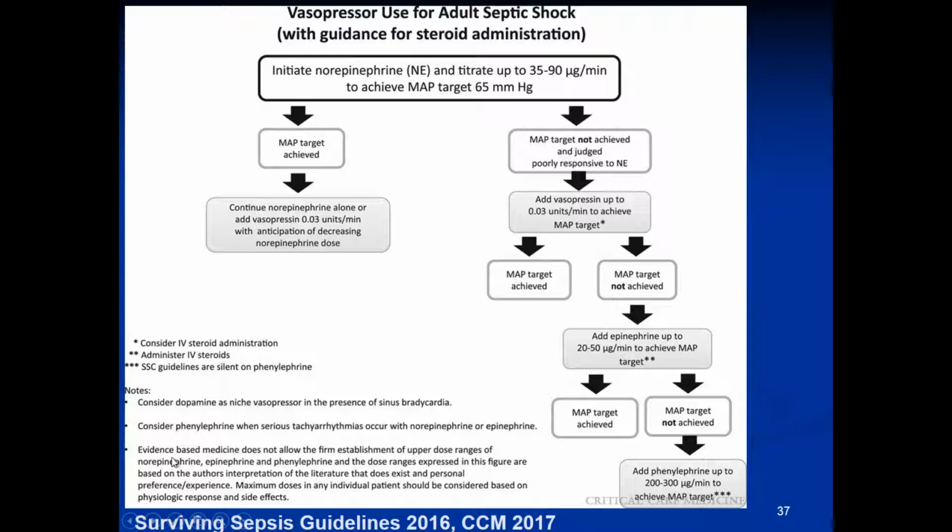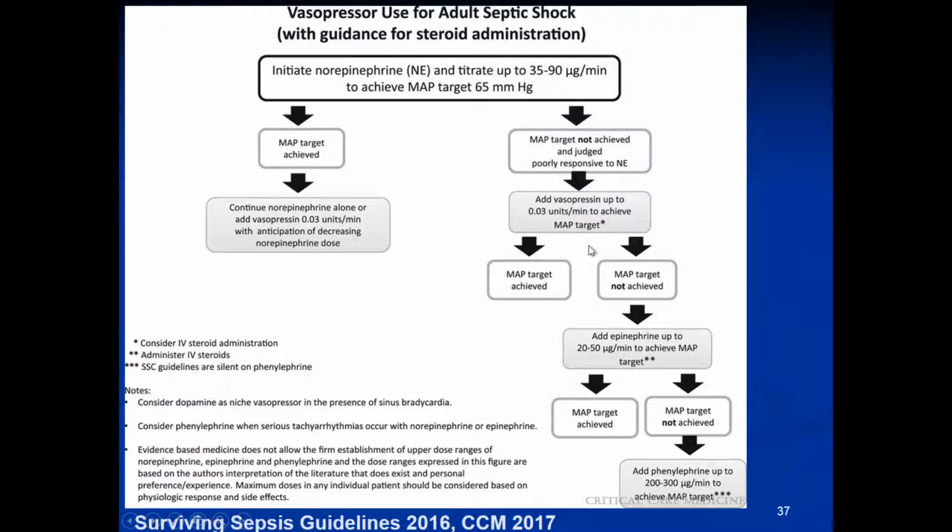As said here, evidence-based medicine does not allow the firm establishment of upper dose ranges of these pressors, and the dose ranges expressed are based on the authors' interpretation of the literature that does exist and personal experience. Maximum doses in any individual patient should be considered based on physiologic response and side effects. So that's the caveat with the dosing. If the target is achieved, it's recommended that one could continue norepinephrine or consider a quote-unquote sparing effect of vasopressin. If the patient is not responsive to norepinephrine, then consider vasopressin to reach the MAP target.